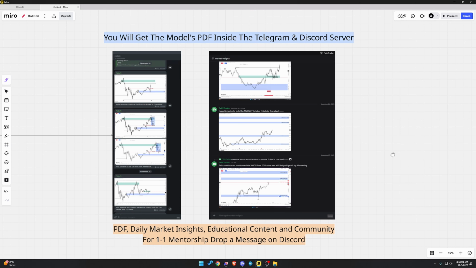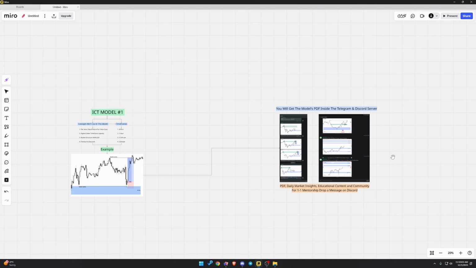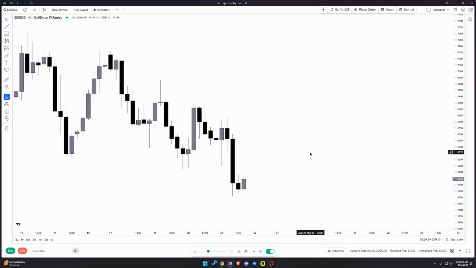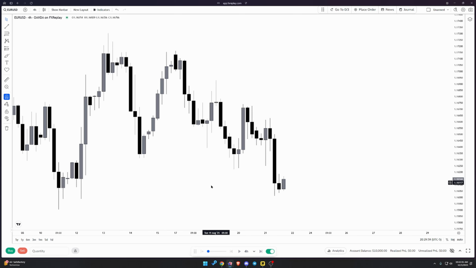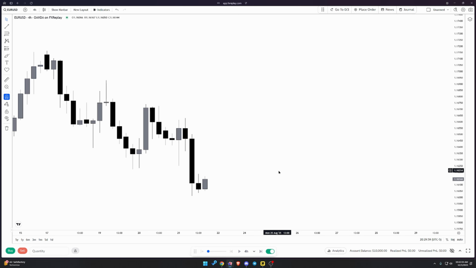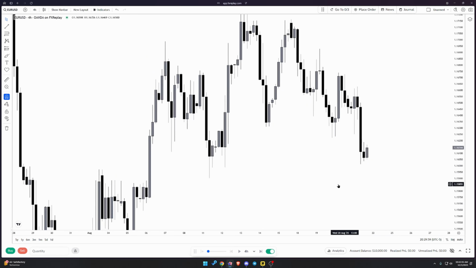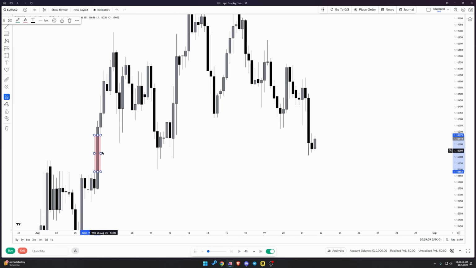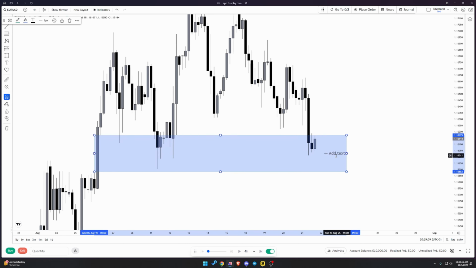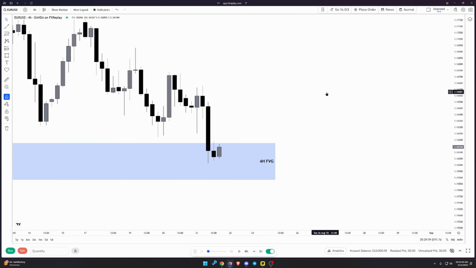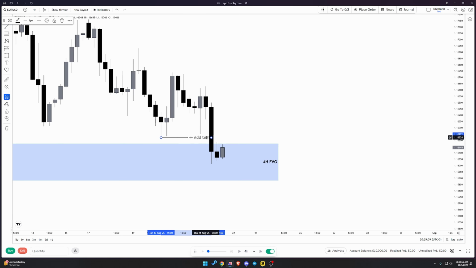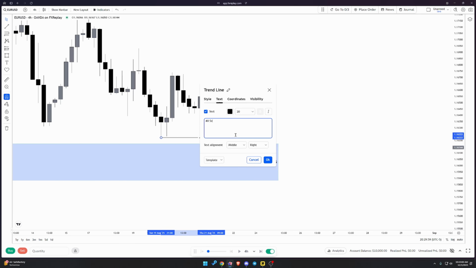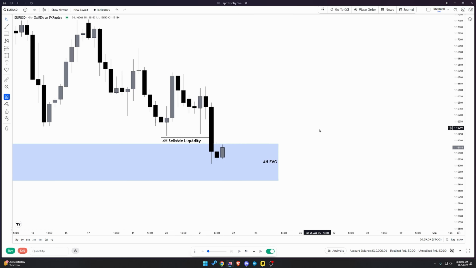So let's get straight to the charts and look at some examples. So coming onto the charts, first thing we will do is open our 4-hour time frame. Then we will see what is currently happening. So here I can see that we are inside a 4-hour bullish fair value gap. We also have a 4-hour sell-side liquidity already swept, which means that the price could move higher.